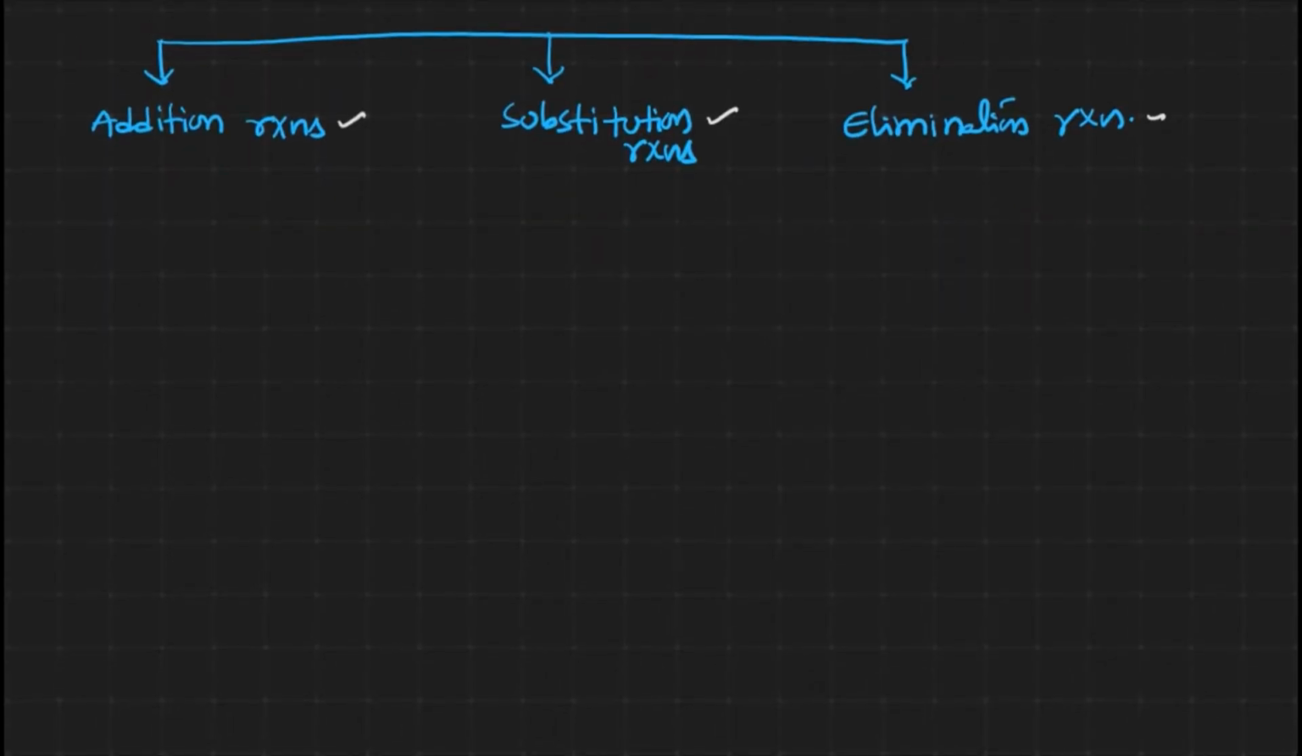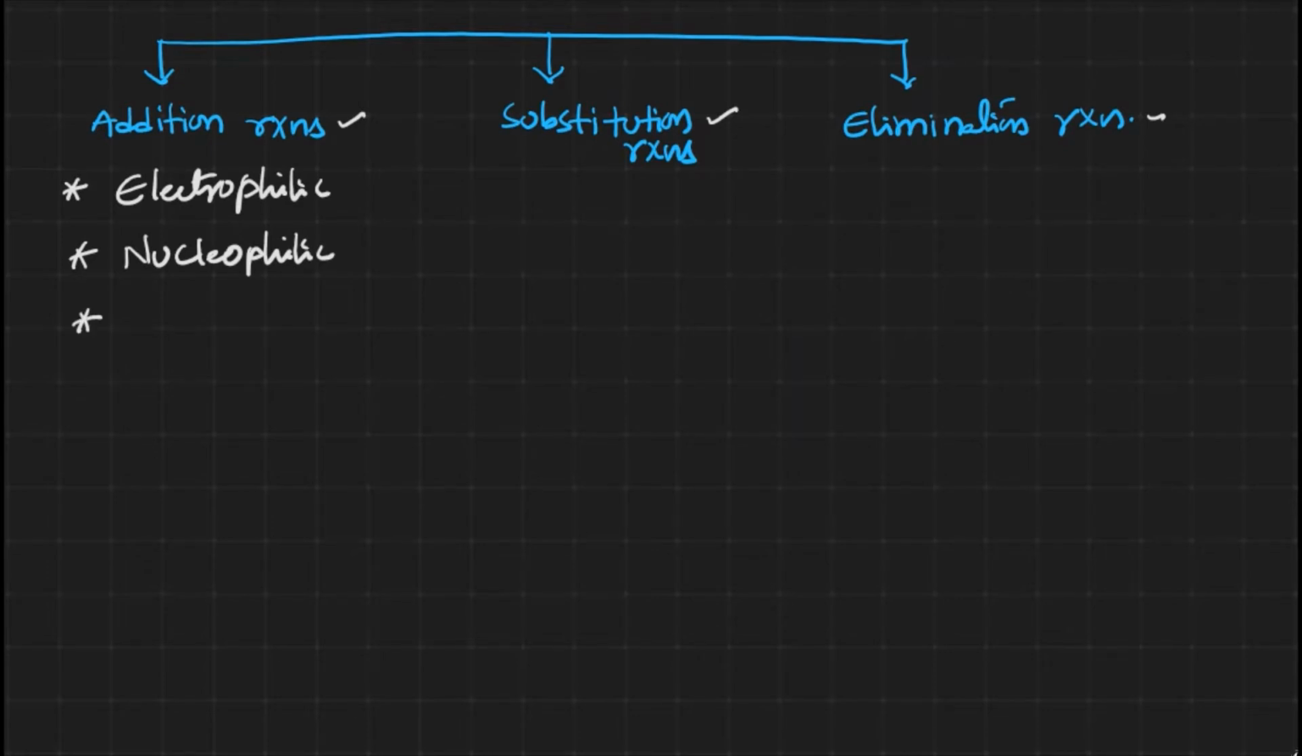In addition reactions, we have three kinds. One is electrophilic addition reaction. Second one is nucleophilic addition reaction, and the third one is free radical addition reaction. When it comes to substitution reactions, it is also the same. We have electrophilic substitution reaction. Secondly, we have nucleophilic substitution reaction.